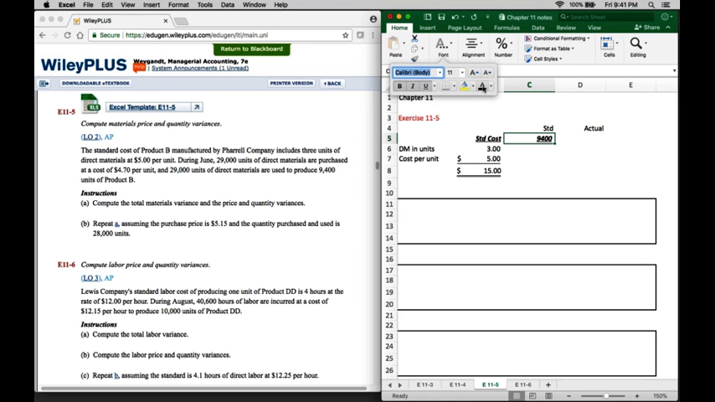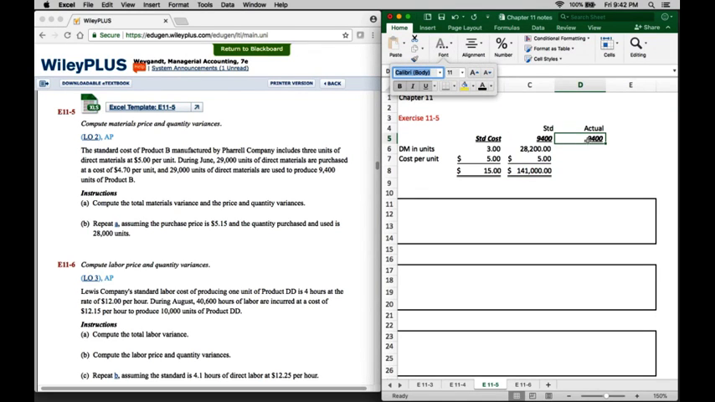Then they tell us that we manufactured 9,400 units. If we manufactured 9,400 units, we should have materials of 28,200. This is 9,400 times 3. It should have cost us $5. That's what we had planned for. And the dollar amount should be 141,000.